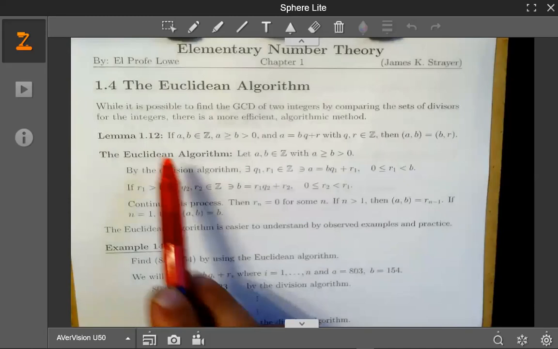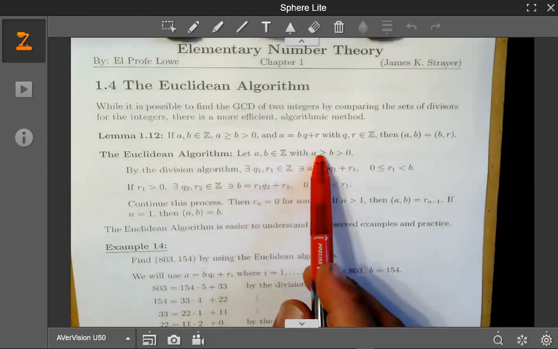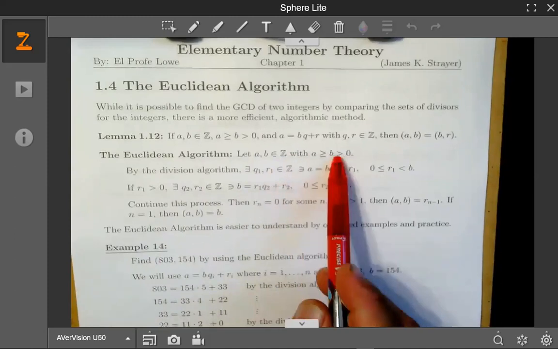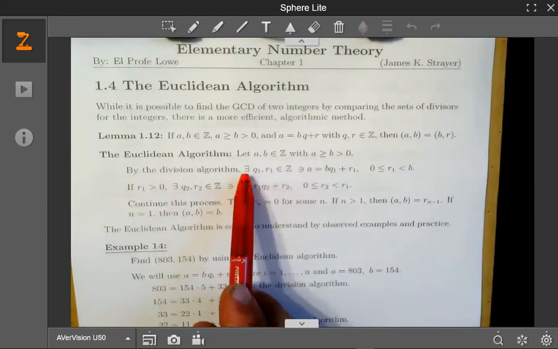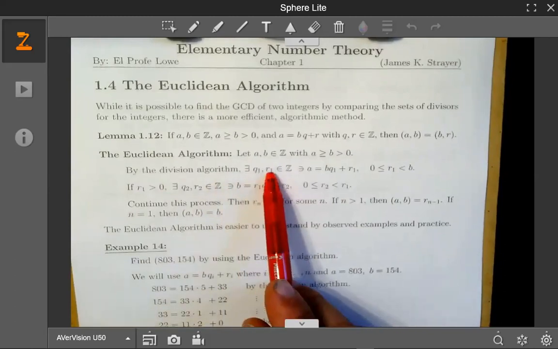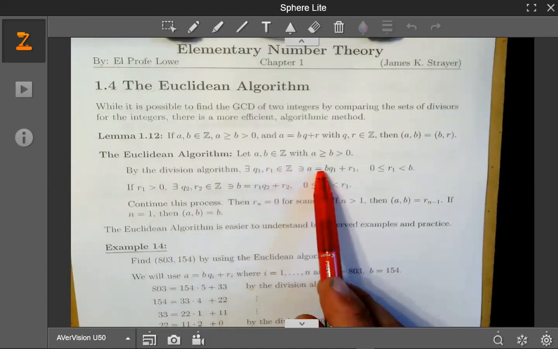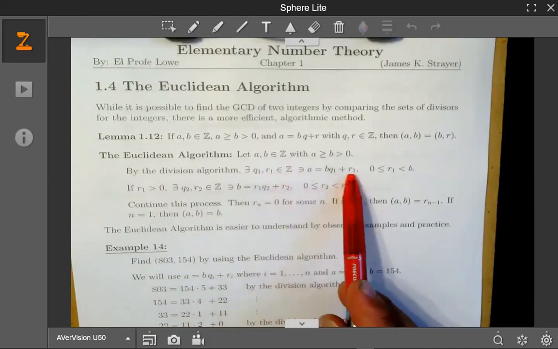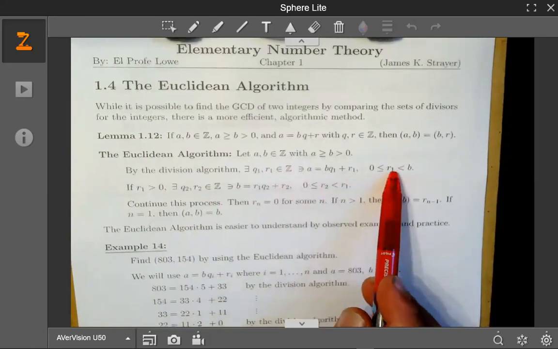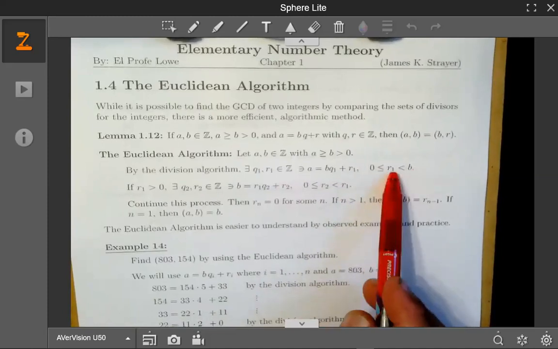So for the Euclidean algorithm, you're going to say that a and b are integers, with a being greater than or equal to b, which is greater than 0, right? So two positive integers. By the division algorithm, there exist q sub 1 and r sub 1, or q1 and r1, that are integers such that a is equal to b q sub 1 plus r sub 1. And this is how you look at it from the division algorithm, where r sub 1 is greater than or equal to 0, but less than b. So r sub 1 is going to represent the remainder.